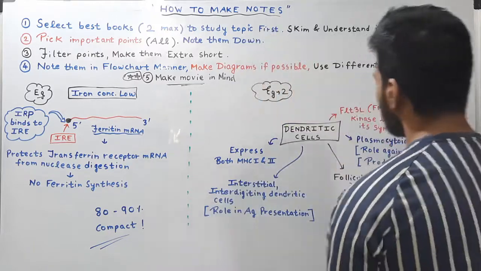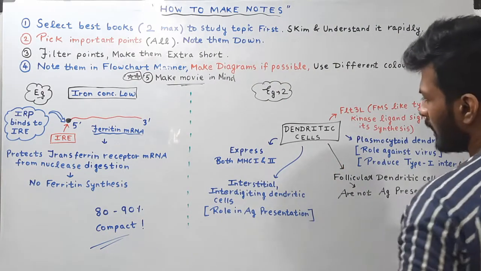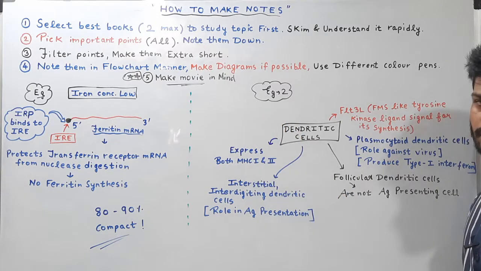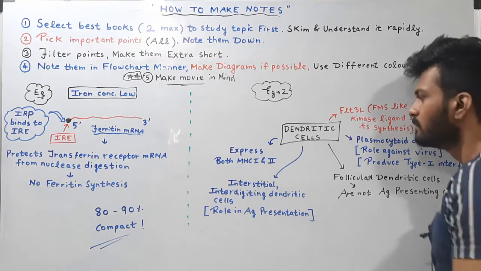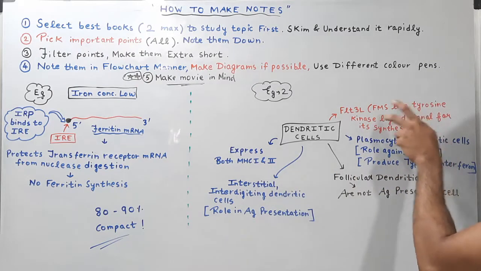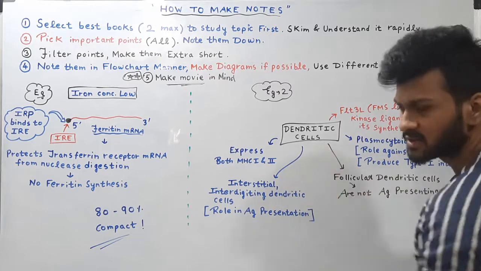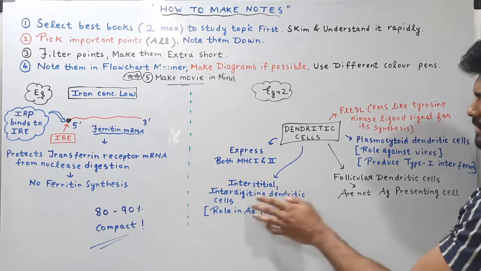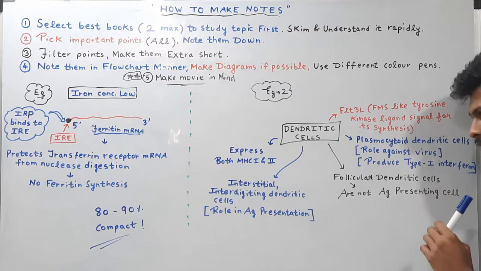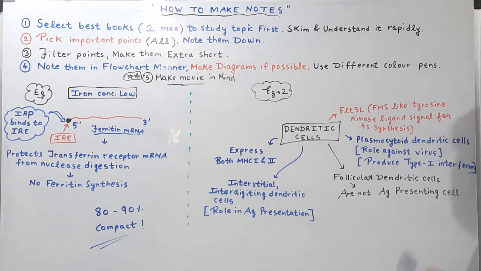Okay, the second example is shown over here. The information part you can represent in this manner also. For example, this is from immunology. Dendritic cells express both MHC1 and MHC2. FMS-like tyrosine kinase ligand signal is required for the synthesis of dendritic cells. Three types of dendritic cells are there: interstitial interdigitating dendritic cells, whose role is in antigen presentation. Plasmacytoid dendritic cells are also there, whose role is in protection against viruses by producing type 1 interferon. And follicular dendritic cells are also there, who are not involved in antigen presentation.